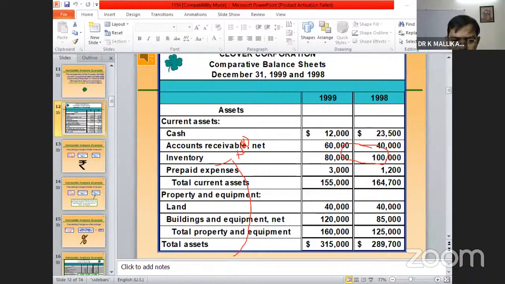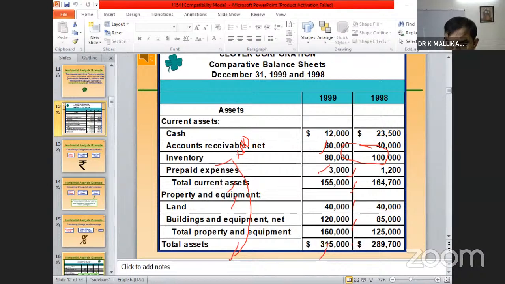82,000 divided by 4,83,000 into 100. Next, the second one, 1,20,000 divided by 4,83,000 into 100. Now we derive this figure. Next, 87,000 divided by 4,83,000 into 100, we will get this 18%. Next, 1,01,000 divided by 4,83,000 will give the figure. See that. Similarly, the 98 also will be calculated: 30,000 divided by 3,87,000 into 100.